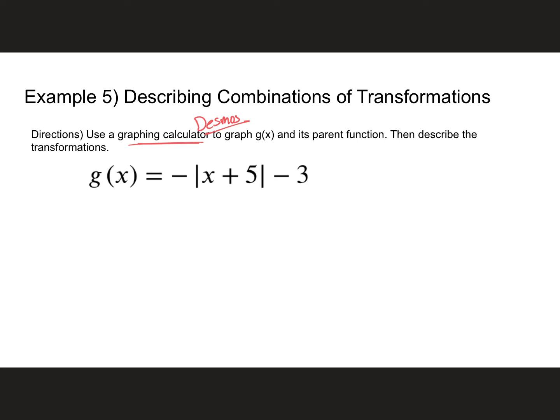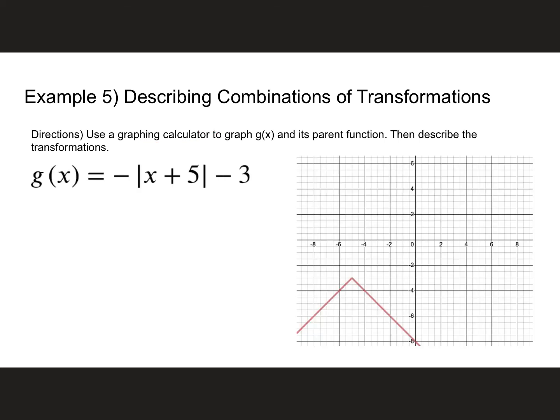So what I've done is I've gone out to Desmos and I've actually graphed this function. It looks like this right here. When I type it in and look at Desmos, I get the red graph down here. So that's what you're looking at. You're looking at this red graph being g of x, the original function that I have. I want to compare that to the parent function.